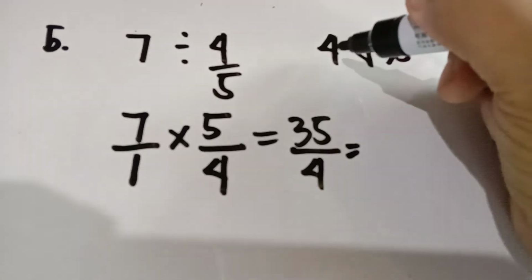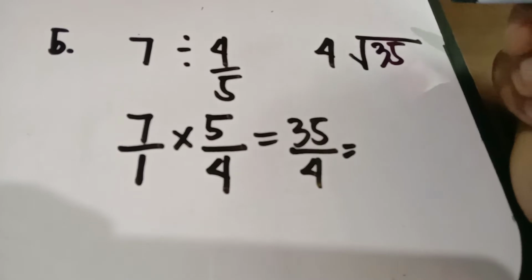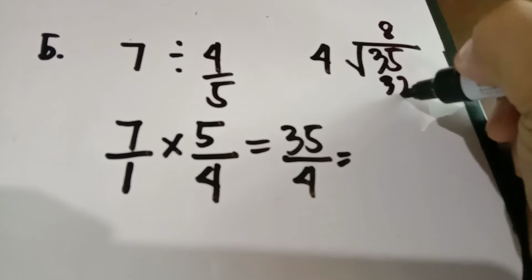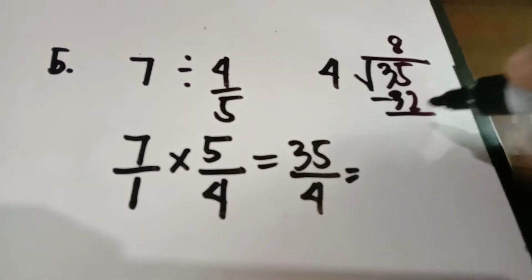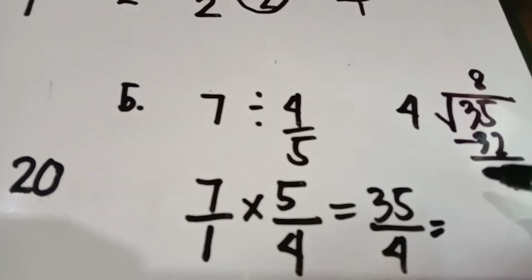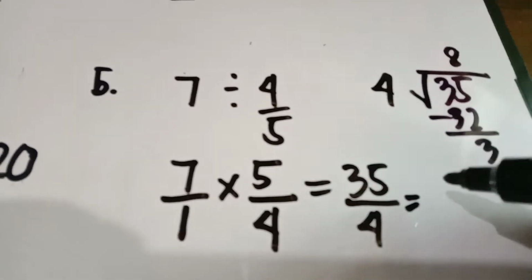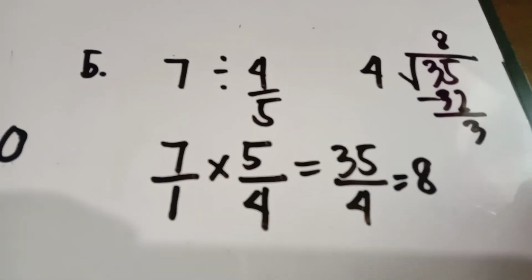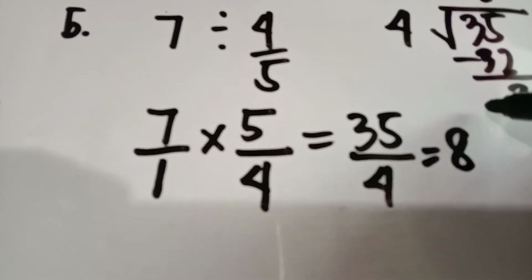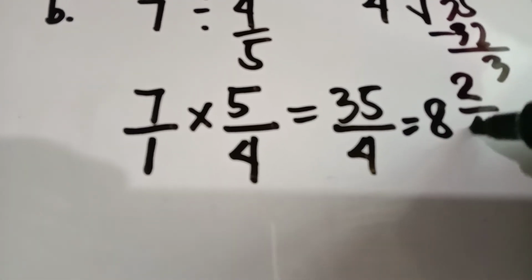So 35 divided by 4, that is 8. Okay, and 8 times 4, that is equal to 32. Okay, so 35 minus 32, that is equal to 3. Okay. So the answer is, itong quotient na to, the quotient is 8. So yung quotient na yan yung magiging whole number natin. Now, yung remainder, the remainder will be the numerator, and let's just copy the denominator.